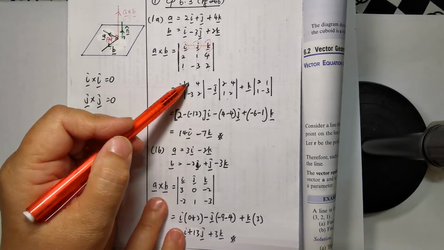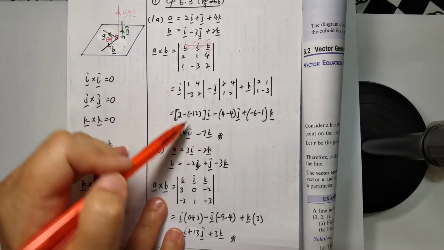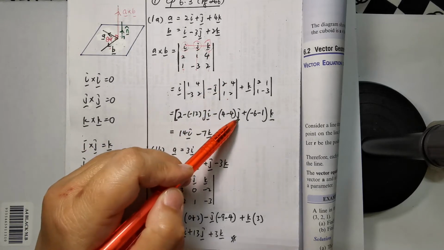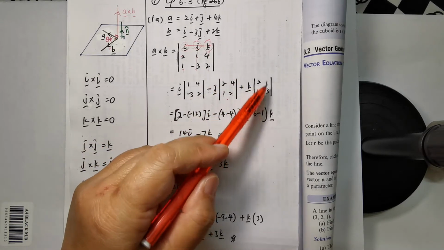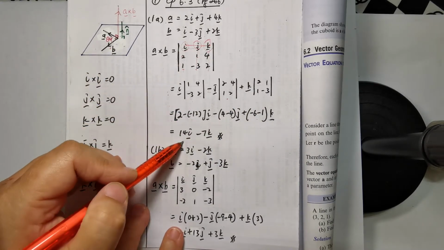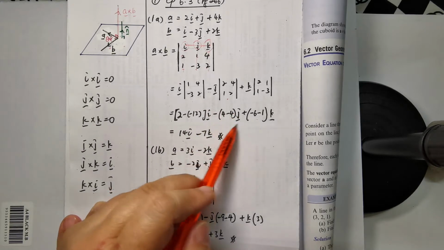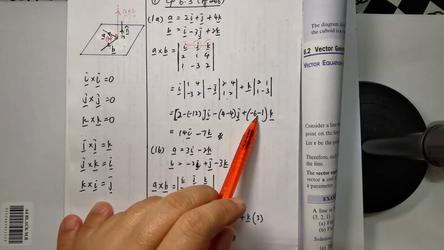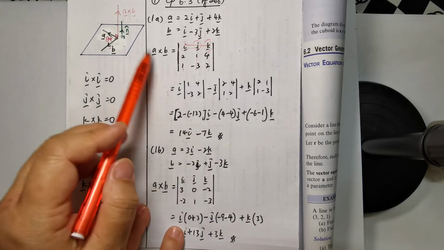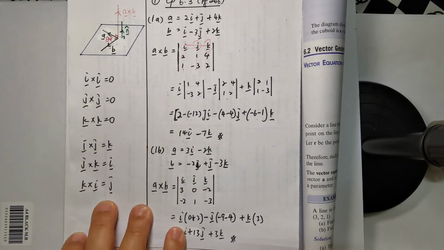Very simple: this one multiplied by this one, minus this one multiplied by this one. So 2 minus negative 12 for i, 4 minus 4 for j, negative 6 minus 1 for k. So this is 14i. This is negative, but 4 minus 4 is 0, so no j component. This is minus 7k. This is your A cross B. Remember, A cross B is the vector product, so the product is another vector.